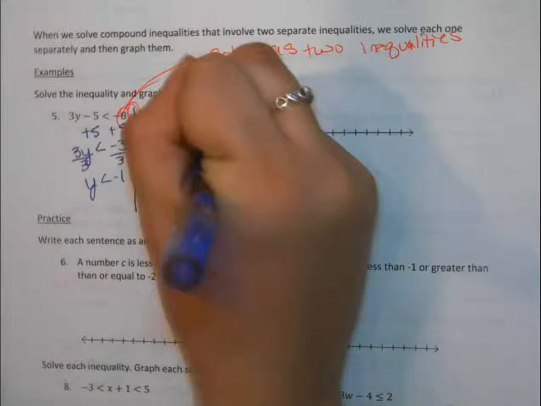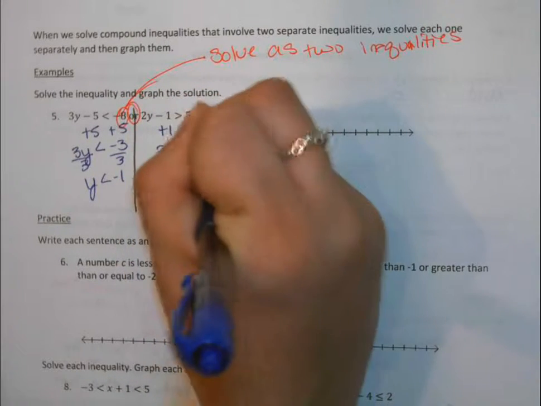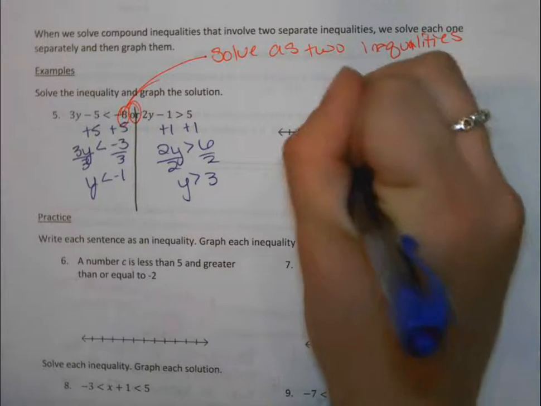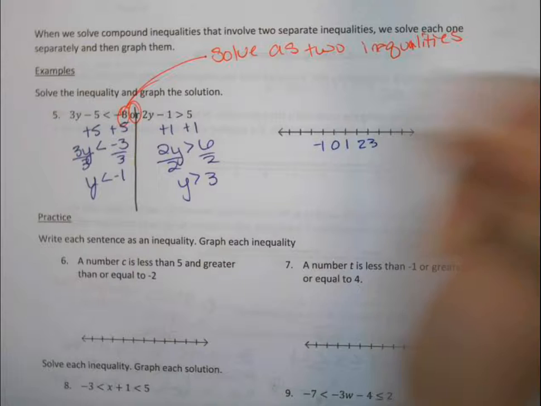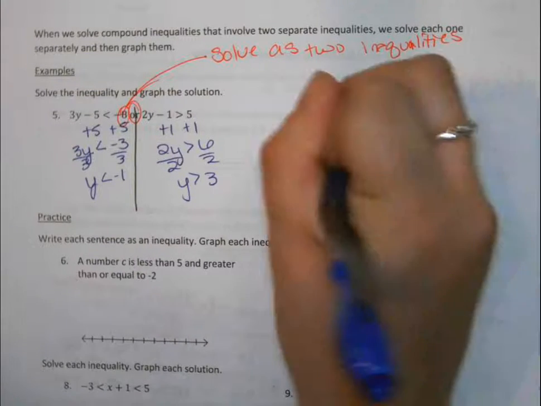Moving on to the right, I'm going to add 1 to both sides. I get 2y is greater than 6. I divide by 2. I have y is greater than 3. And I'm going to go ahead and plot those points on the graph. I have open circles for both, and because it's OR, they point out.